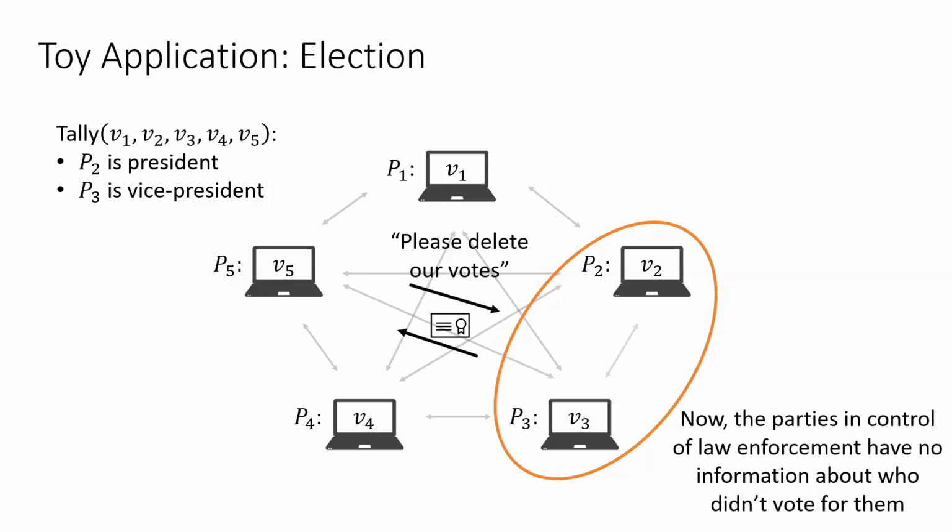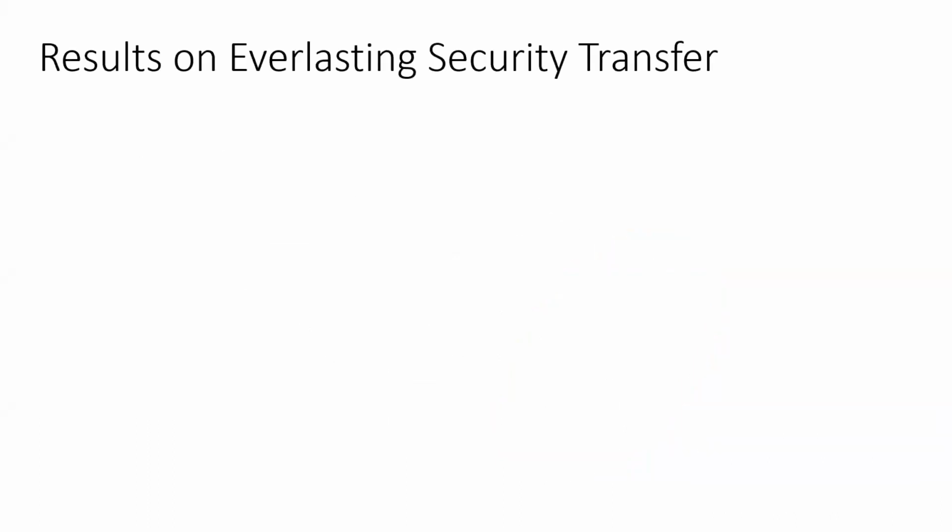And so the idea here is we would need everlasting security transfer to do that because we don't know beforehand what the result of the protocol was. We don't know beforehand who we actually would want the stronger statistical security against. All right, so this is the notion. Now let me quickly say what actual results we get about this notion.